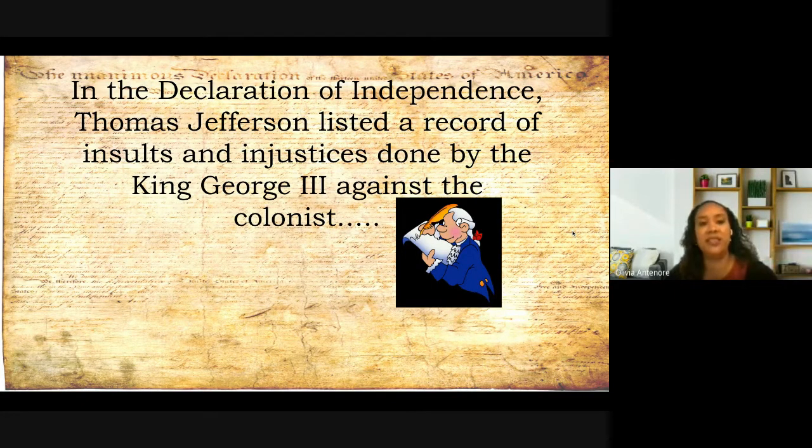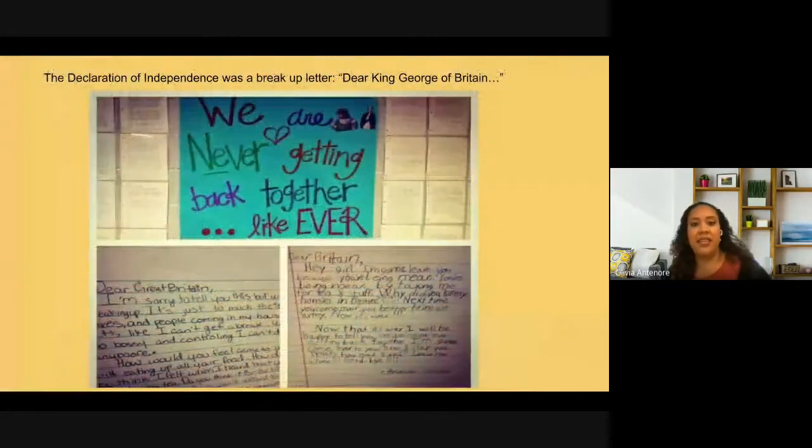And he goes on to list grievances or injustices that they felt King George and the British government did against the colonists. So another way of looking at this is the Declaration of Independence is a breakup letter. When you break up with someone, you kind of say, hey, I don't want to be with you anymore. Let me tell you why. And that's exactly what the Declaration of Independence was.